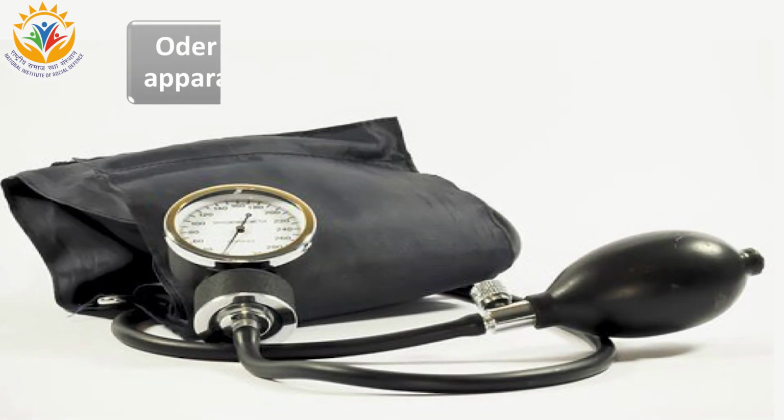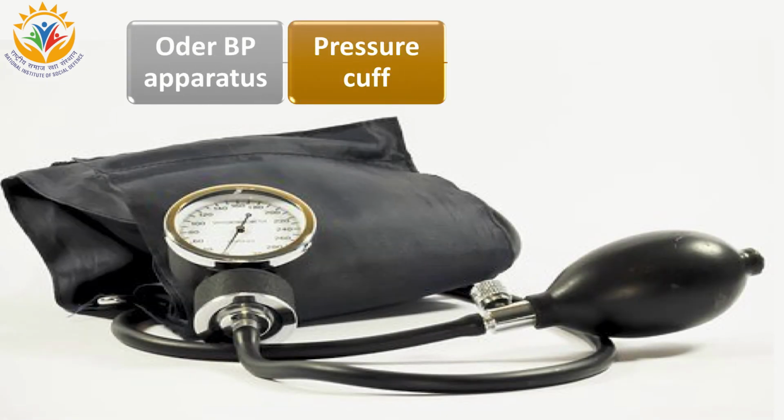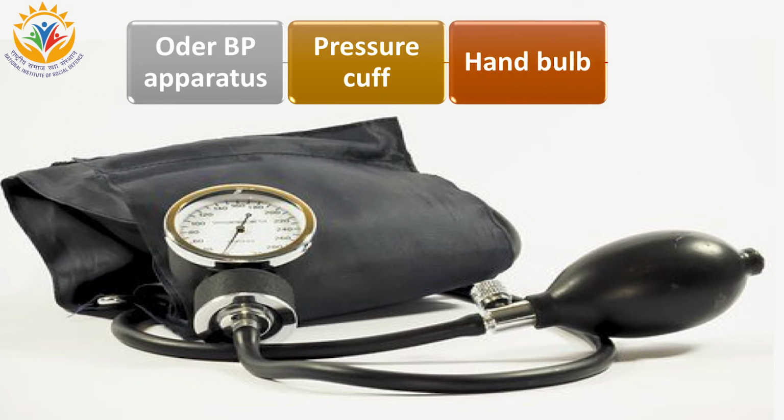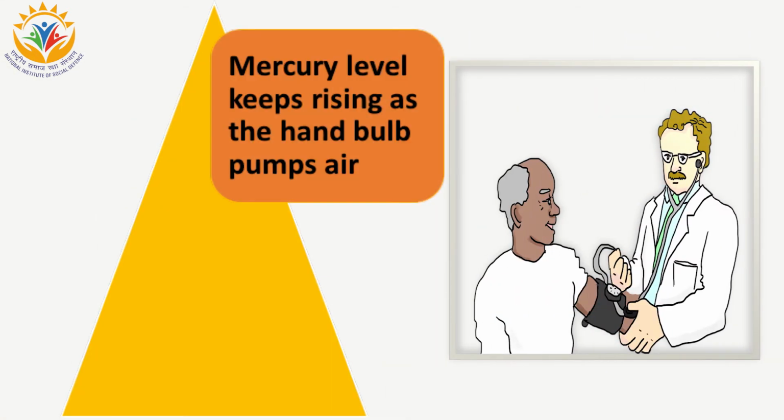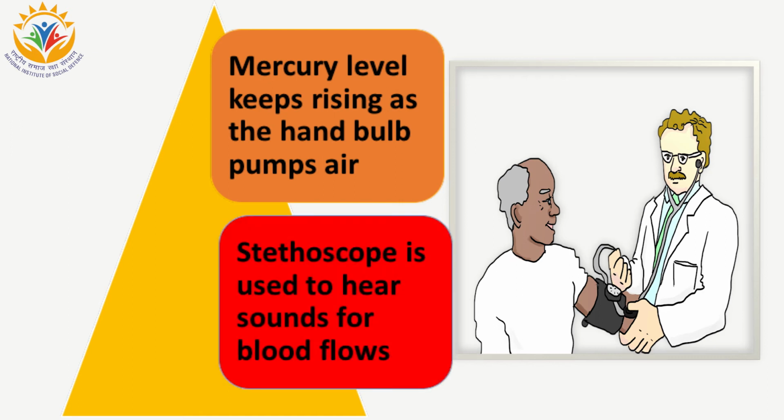The older BP apparatus has a pressure cuff that is wrapped around the patient's left arm, and a hand bulb which is used to pump air into the pressure cuff and the mercury gauge. The mercury level keeps rising as the hand bulb pumps air into the pressure cuff. The BP apparatus is used along with a stethoscope to hear the sounds generated as the blood flows through the blood vessels. The drum of the stethoscope is placed under the pressure cuff on the arm.